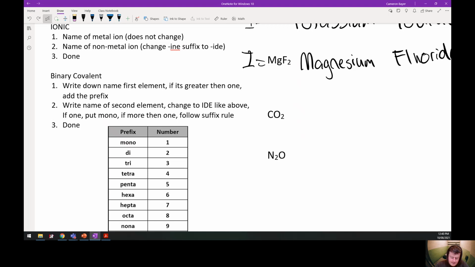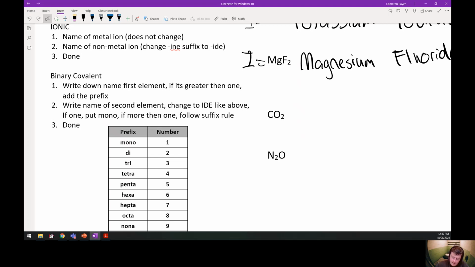But what we need to do is write down the name of the first element, write down the name of the second element, and change it to IDE. And again, we always need to focus on our prefixes here because our covalent compounds can form in many different ways. If I tell you nitrogen oxide, that could be dinitrogen oxide, that could be nitrogen dioxide, that could be dinitrogen monoxide, that could be, who knows? It could be in any sort of form, all right? So that's why we need to put those dis and tris in.